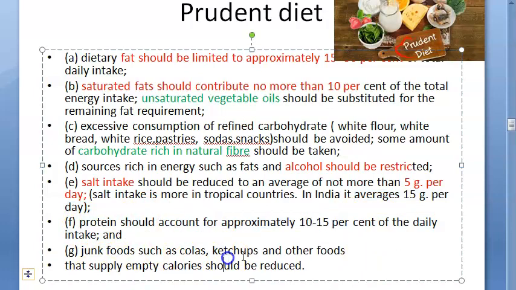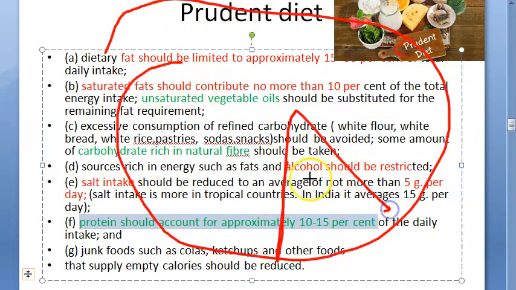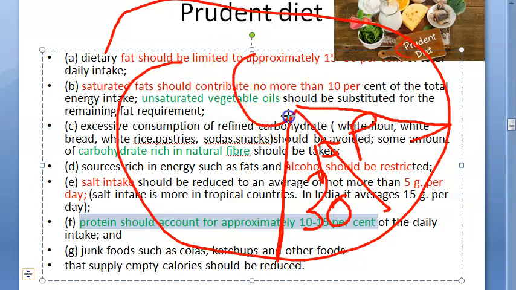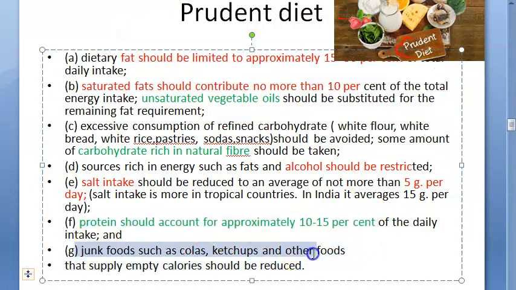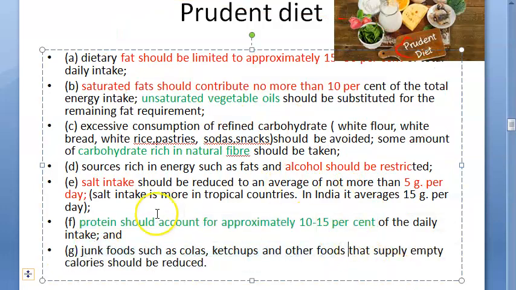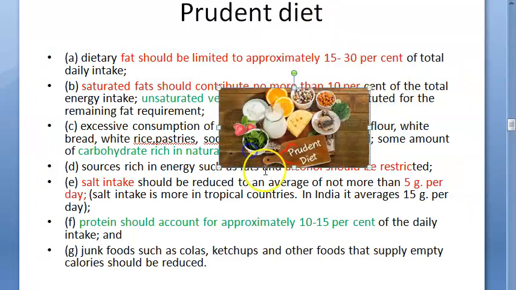Protein should account for approximately 10 to 15% of the daily intake. So did you get it? Whatever you're eating, maximum 30% you can eat fat. 10 to 15% should be protein. The remaining can be carbohydrates, and in that also you should have fiber-rich natural carbohydrates. Of the fats, 10% should be saturated fat, and the remaining should be unsaturated. Protein, did they say anything? No. Junk foods you should not eat. That and all you will write. Not difficult to write. So did you get prudent diet now? Is it completely clear?